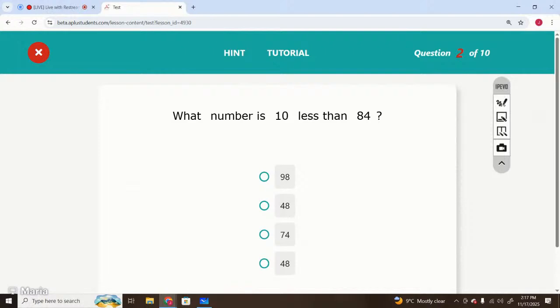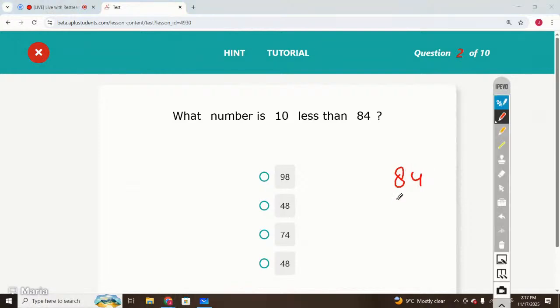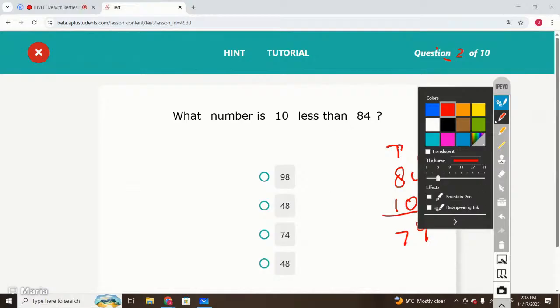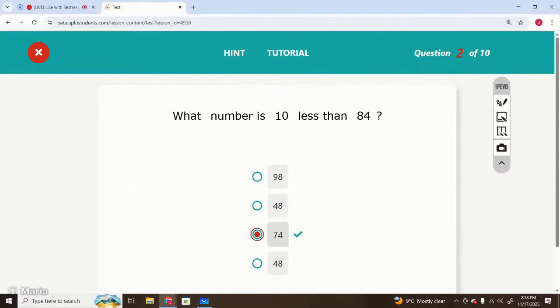Which number is 10 less than 84? So 84, and subtract from the tens. The rightmost digit is the digit at the ones position. So 4 minus 0 is 4, and 8 minus 1 is 7. That is 74. The correct option is 74.